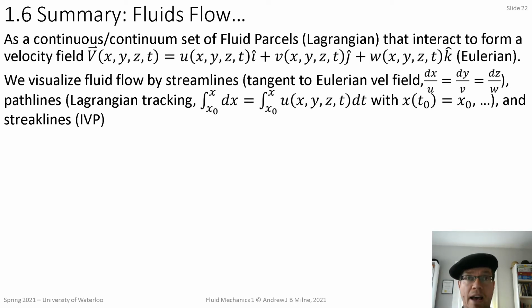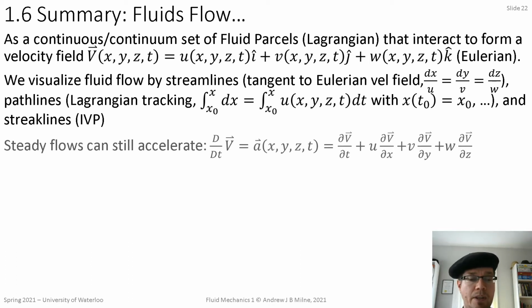We can also think of path lines, which is Lagrangian tracking, which is an initial value problem where we integrate position with respect to time with some initial position. Or by streak lines, which is a related sort of initial value problem, but it's the end position of all of the points that left one emission point over a period of time.